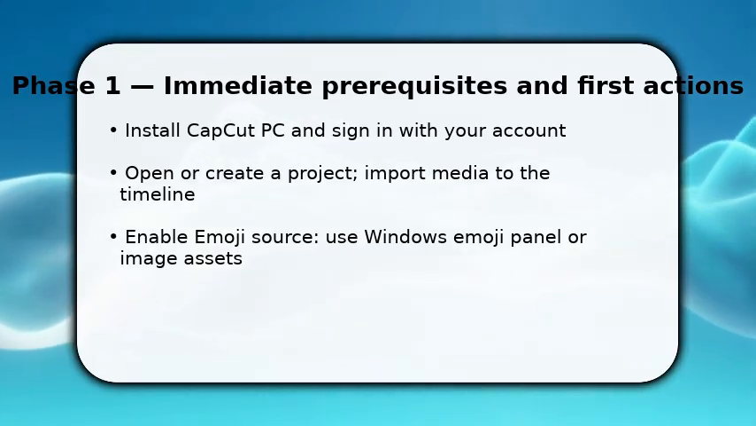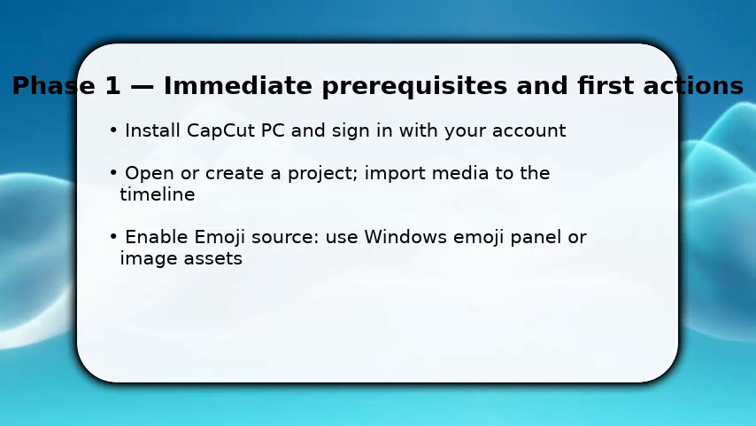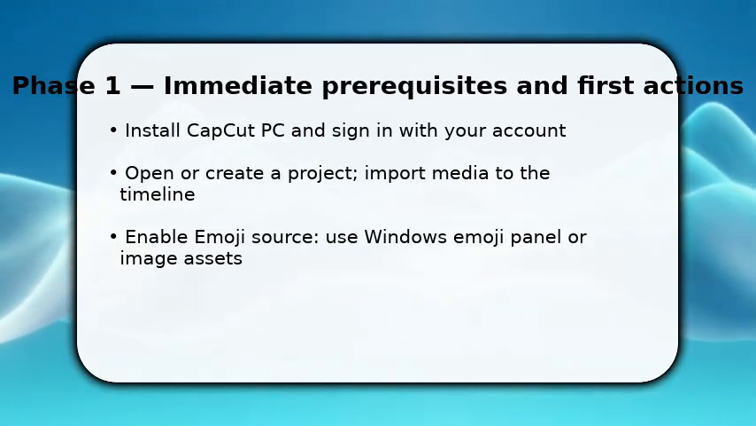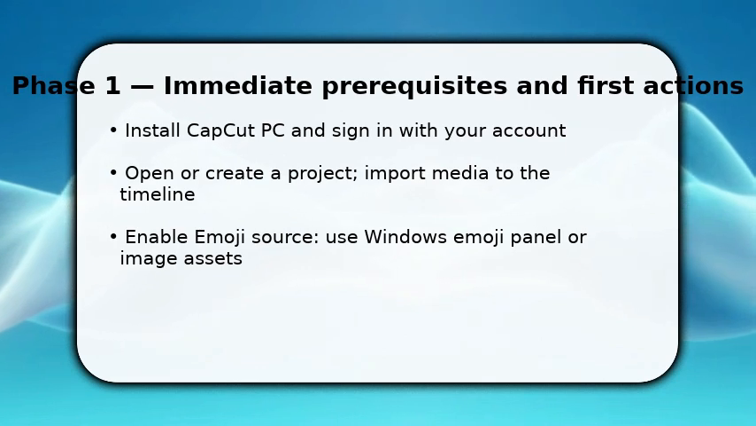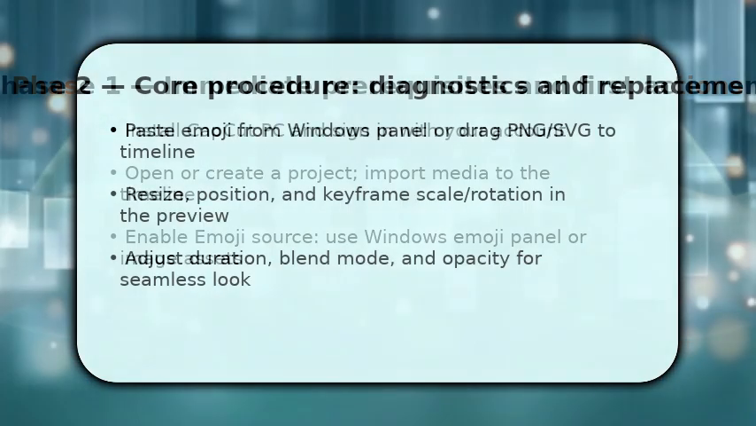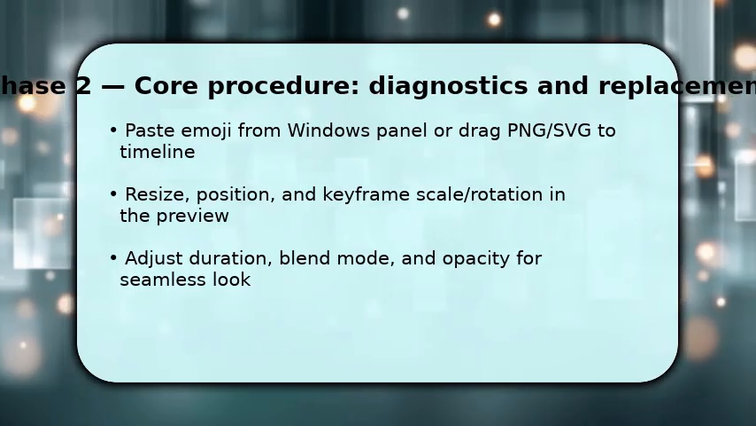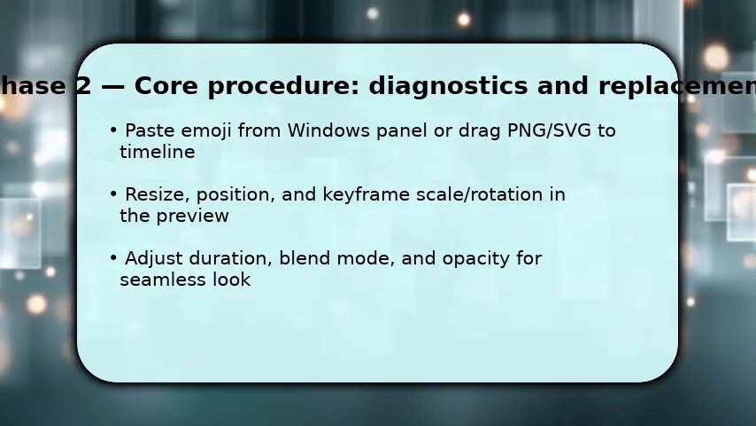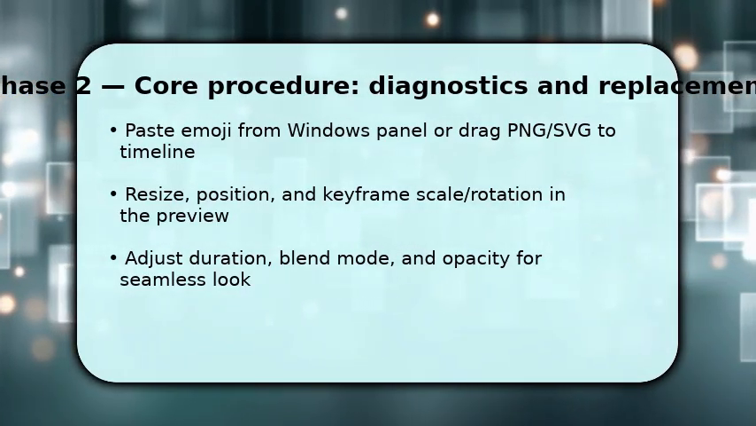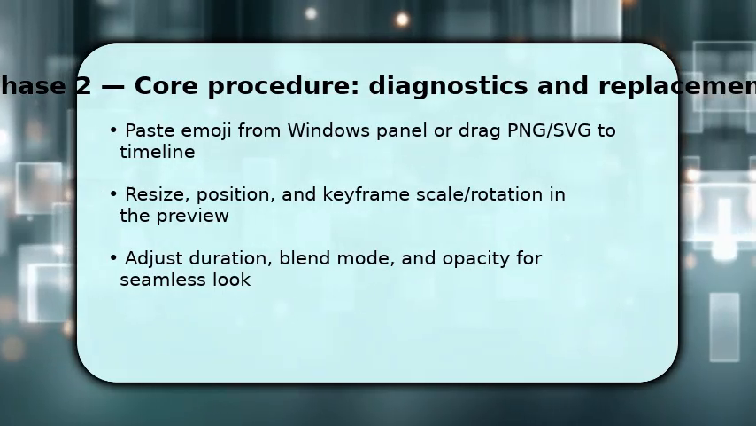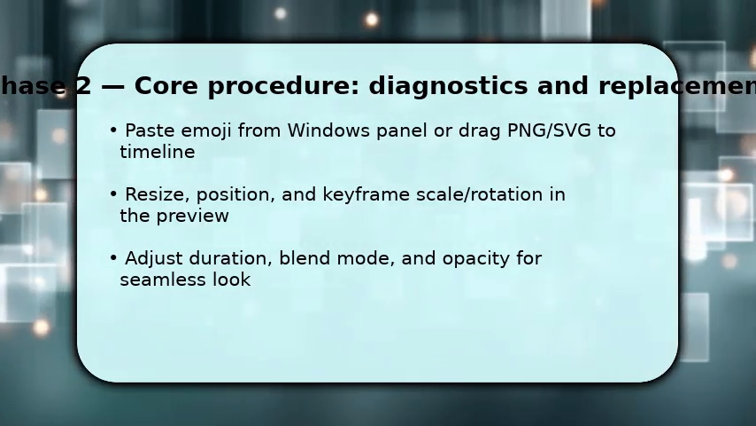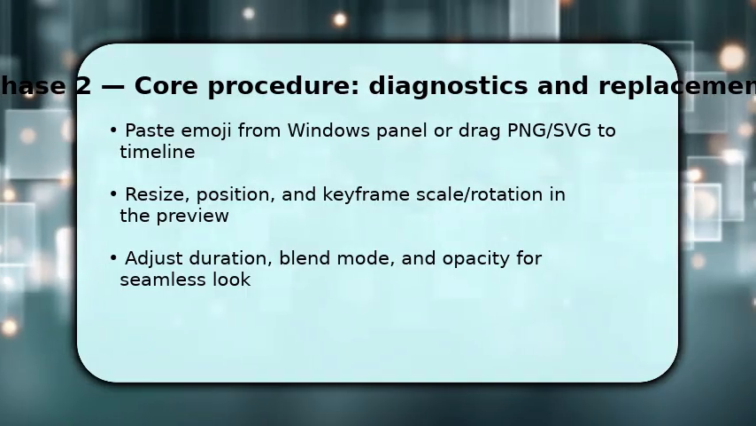Make sure the timeline track is selected so pasted emoji appear as a new clip that you can move and edit immediately. Now insert the emoji. Paste it from the Windows emoji picker or import a high-resolution PNG/SVG and drop it on the overlay track. You'll want to resize and position it in the preview window. Use corner handles for scale and the center grab for placement.